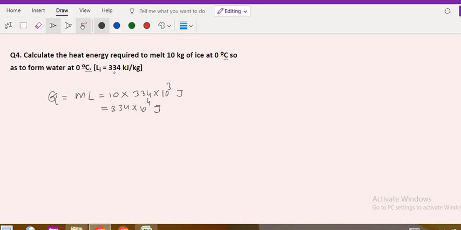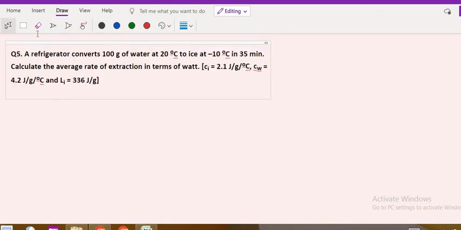So why did I take this question? Because here the value is not given to us in joule per kilogram but in kilojoule per kilogram. So in your examination you have to be very careful about the units in which the values are given, and you have to convert them accordingly. Yes, so this is question number 5 of this video.